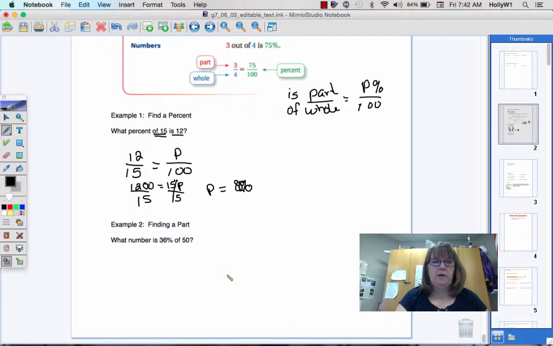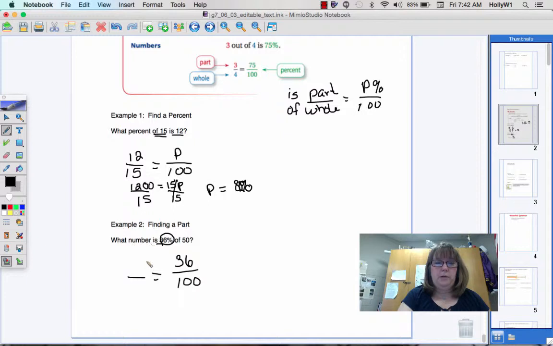So let's try to find a part. In example 2, what number is 36% of 50? The first thing we always do is start with a proportion. And we know that the 100 is always constant. And the easiest thing, again, to identify is the percent. Even though it's next to the is, it still is always the percent because it has the percent sign on it. So we put the 36 here.